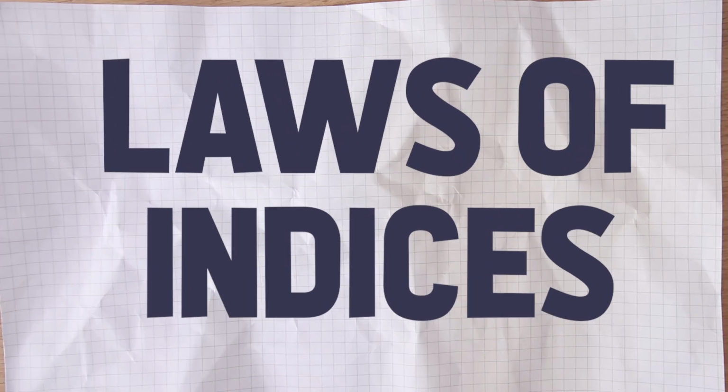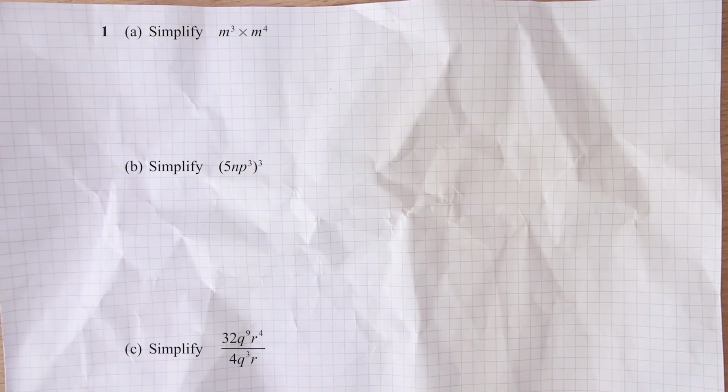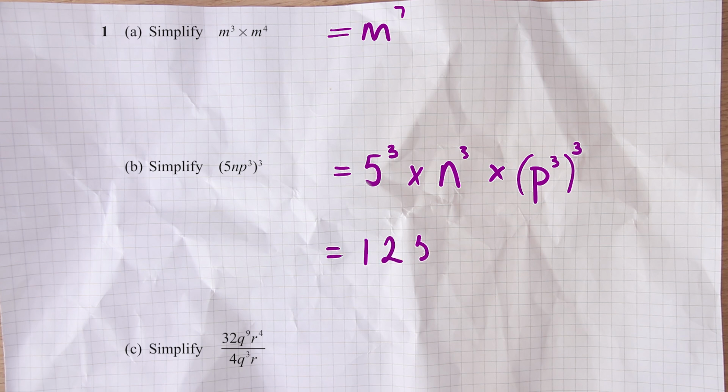Next up is laws of indices, and this is one of the ones that really could just as easily have been in the non-calculator paper, but it didn't seem to come up. And I'm talking about questions of this form, where you need to understand that when you are multiplying numbers together, the index numbers just get added. Okay, so reasonably straightforward. It's just remembering those rules, isn't it? So that is it, laws of indices.